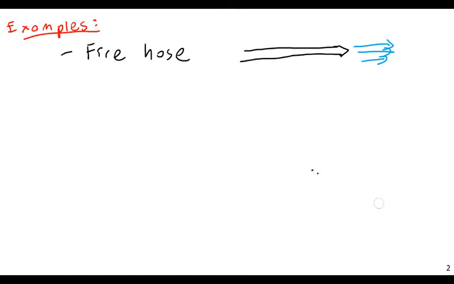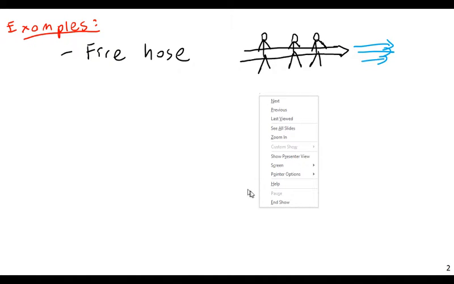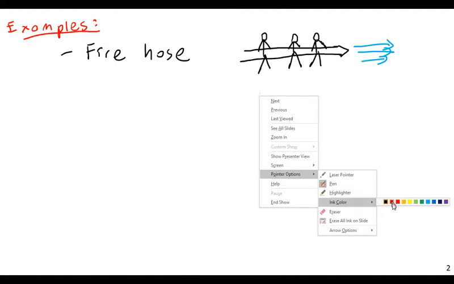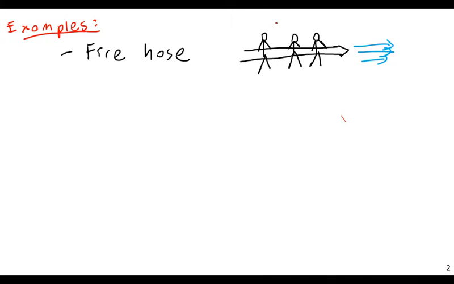So you're going to need 2 or 3 people standing there, and these are my lovely fireman drawings, or firefighter drawings. Apparently everyone is a stick figure. And they will, of course, experience a force in the opposite direction. So they're going to be forced backward. They're going to actually need to brace themselves against the ground in order to prevent themselves from flying backward.